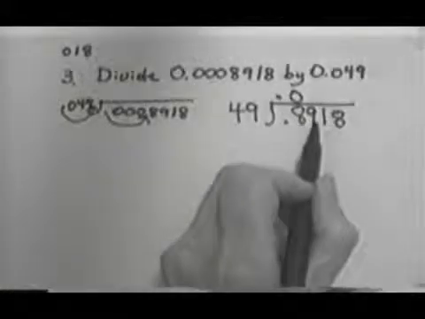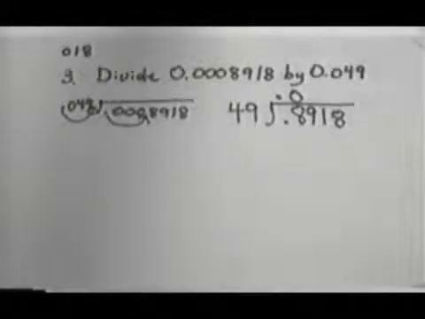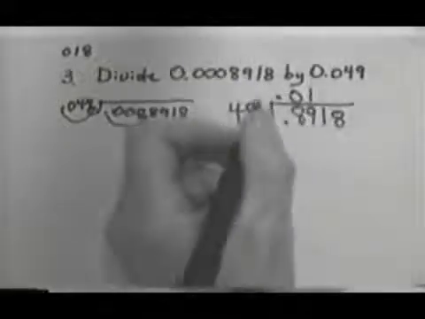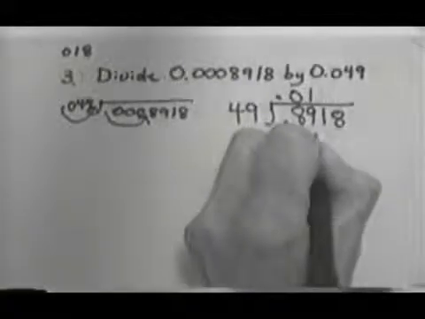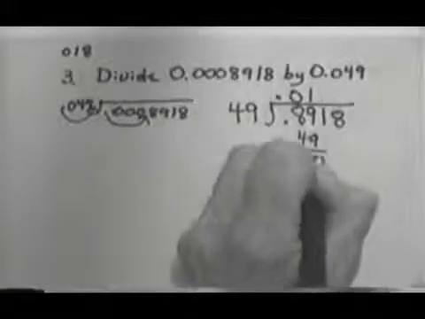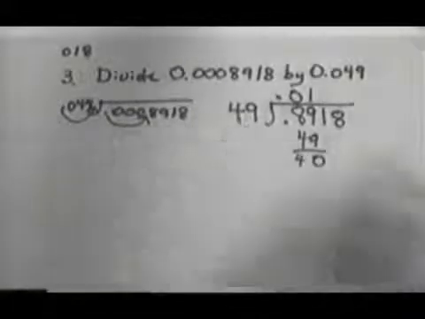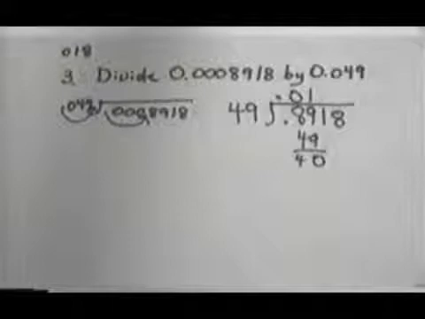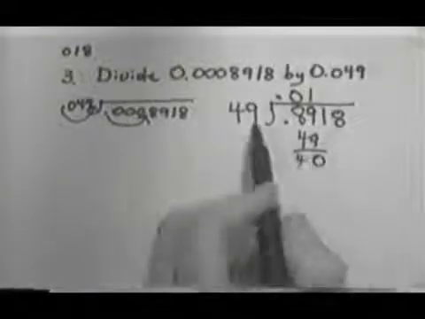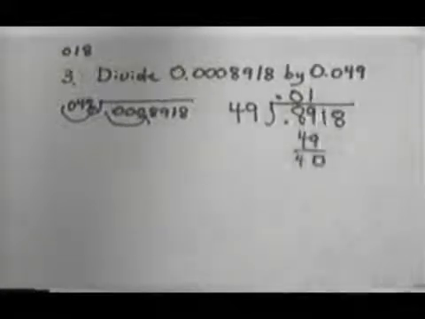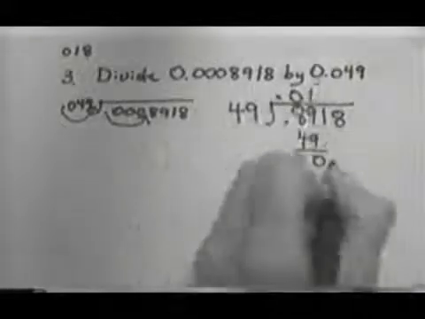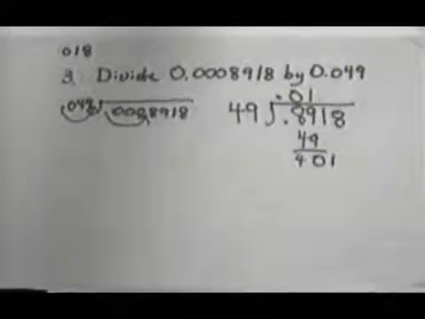49 will go into 89 probably just 1 time. 4 will go into 8 2 times, but when you carry, that's probably going to be too much. So let's try 1. 1 times 49 is 49. When we subtract, we get almost enough for it to have gone another time, but not quite. As long as we get something smaller than that 49, it means it only went 1 time. Now we're ready to bring our next number down to 1.